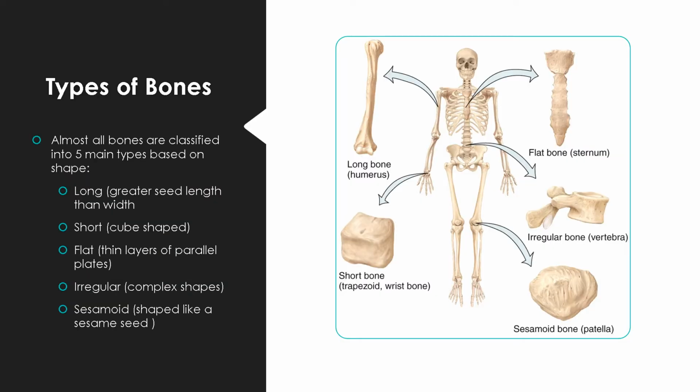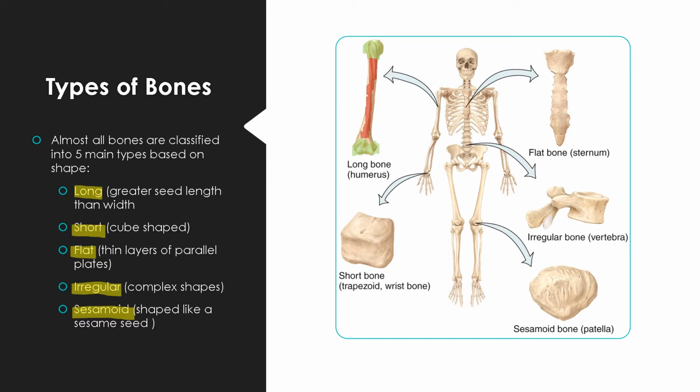Almost all bones of the body can be classified into 5 main types based on their shape. So these are long bones, short bones, flat bones, irregular bones, and sesamoid. Like we just learned in our last chapter, long bones are bones that have greater length than width, and they consist of a diaphysis, which is going to be this portion of the bone, and they also have epiphyses, a proximal and a distal epiphysis.